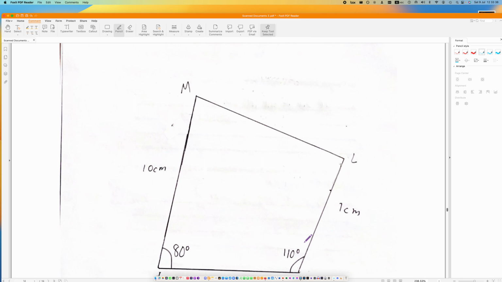So this is your pattern. I want angle. Angle what?